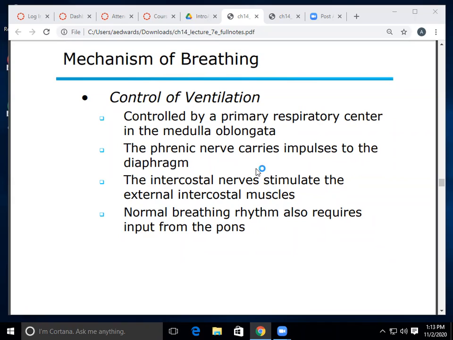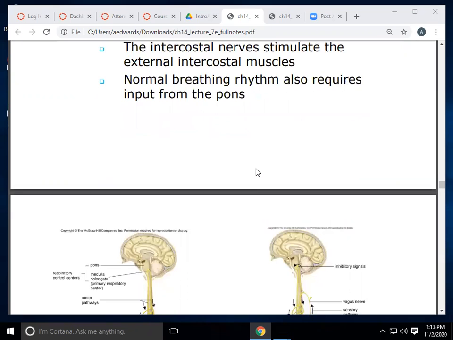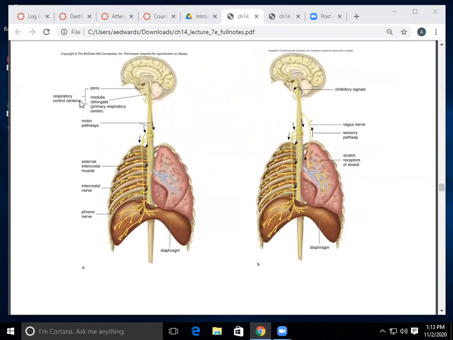Now, your normal everyday breathing rhythm also requires input from the pons. So parts of your nervous system are interacting with your respiratory system. We've already seen the respiratory system interact with the cardiovascular system, with the capillaries. Now we're seeing the respiratory system interact with the nervous system. Here are the respiratory control centers in the medulla oblongata and the pons. And here are some motor pathways sending signals to the lungs.